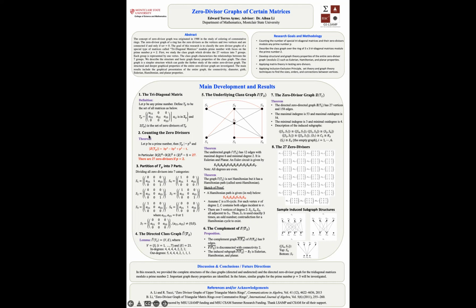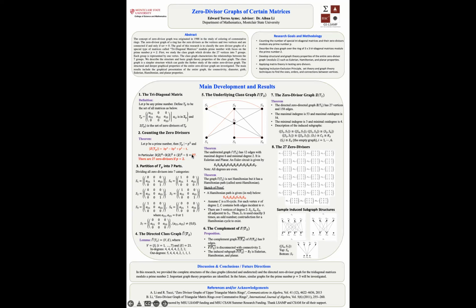We ended up counting all the zero divisors. We had to derive a formula for that. We let P equal a prime number, and the cardinality of T_P is P to the 5th. Z of T_P has 27 zero divisors, because we applied P equals 2 into the formula and derived that. So now we have 27 zero divisors. Here we do a visual representation of those 27 zero divisor matrices.